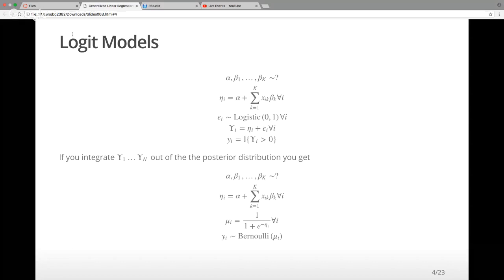Right. So you've got the linear predictor. Then you have an error term assumed to be drawn from a logistic distribution. Add those two things together. If that's positive, then y is going to be 1. If that's negative, then y is going to be 0 under your generative model. So this is just an indicator function, just a true-false.